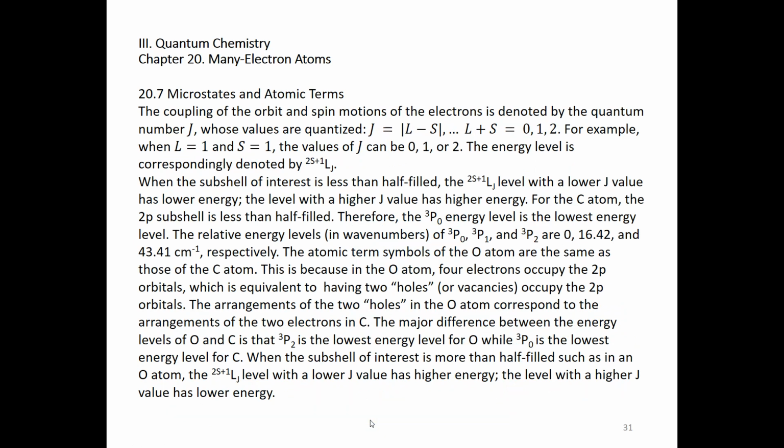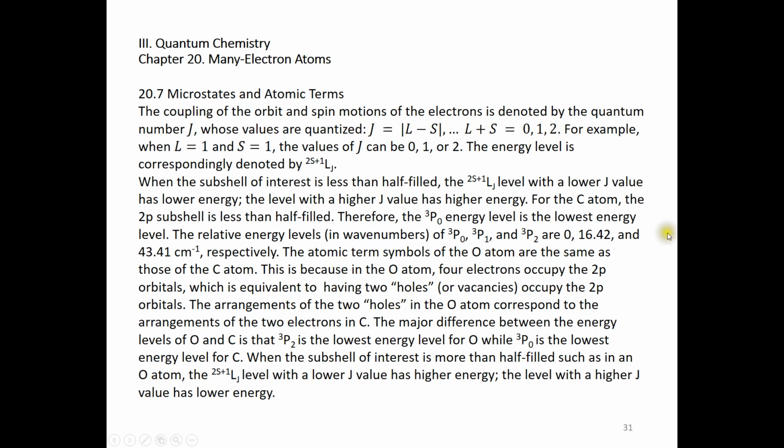Now, the coupling of the orbital motion and the spin motion of the electrons is denoted by the quantum number J. The orbital motion creates a magnetic moment. The spin motion also creates a magnetic moment, and these two magnetic moments may attract or repel each other, or there's no interaction. Three different options for the 3p atomic term of carbon. Now this J can be from the difference between L and S to the sum of L and S. For the 3p atomic term, J can be 0, 1, or 2.